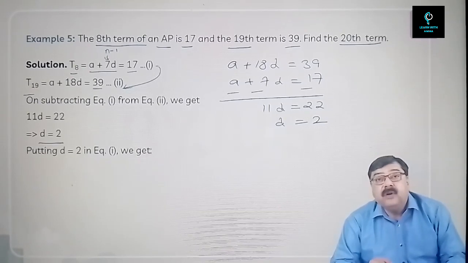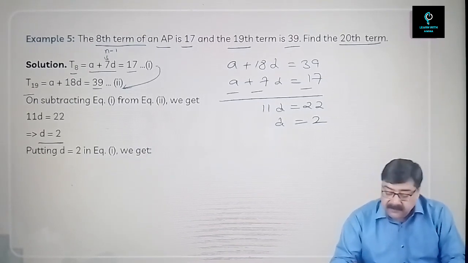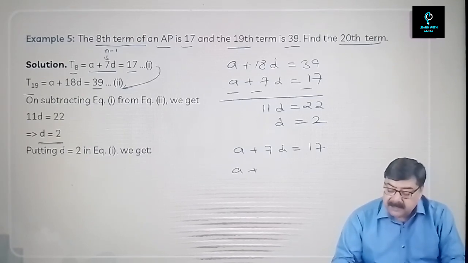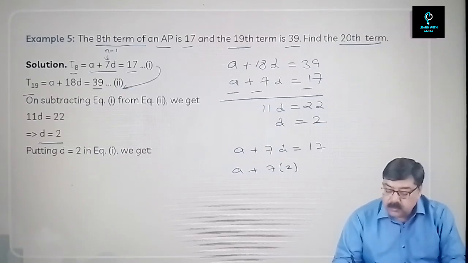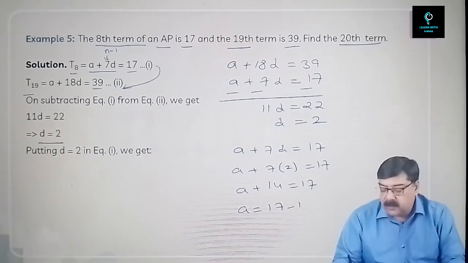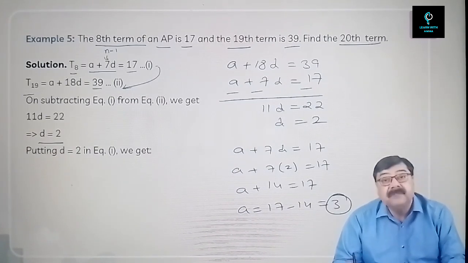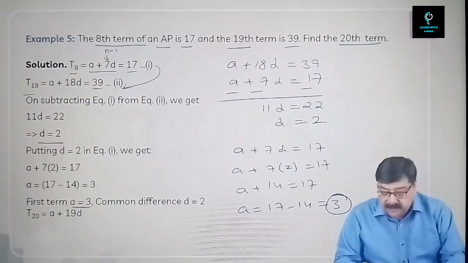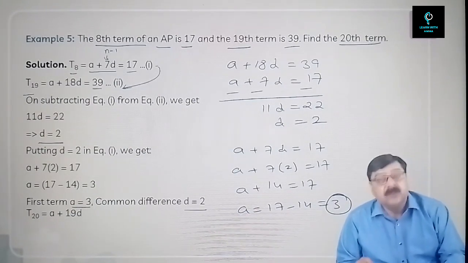Now substituting the value of D in equation 1, we get A plus 7D equals 17. So A plus 7 into 2 equals 17. So A plus 14 is 17. So we know that A is 17 minus 14, which is equal to 3. So we have found out the first term. Now the first term, A is known to us, that is 3. Common difference is also known to us as 2.